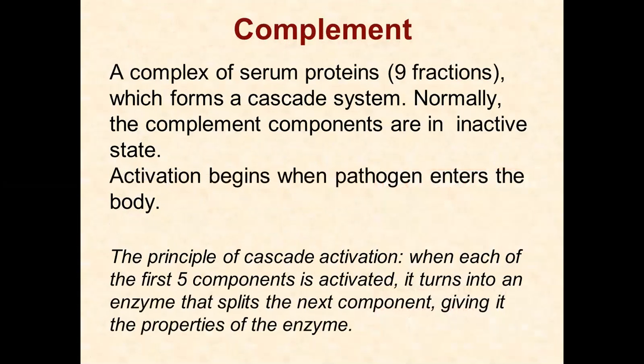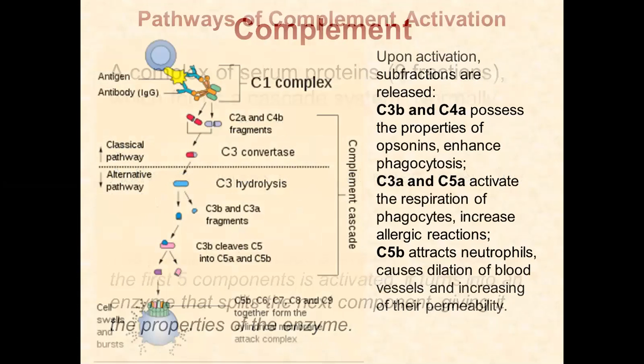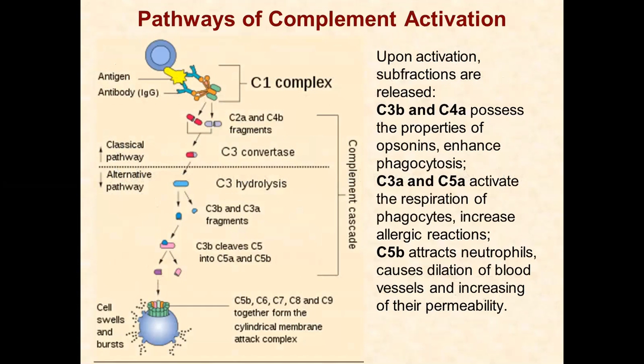But the most important humoral factor of non-specific resistance is the complement system. It's a complex of serum proteins. It contains 9 factors, which form a cascade system. Normally, the complement components are inactive, but they activate when a pathogen enters the human body. There are 2 main pathways of complement activation. They are named classical and alternative.